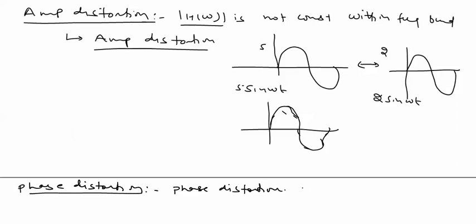Due to phase distortion, two terms come into the picture: phase delay and group delay. It is a very small topic, and only the formulas are discussed here. We can write the formula for phase delay and group delay.